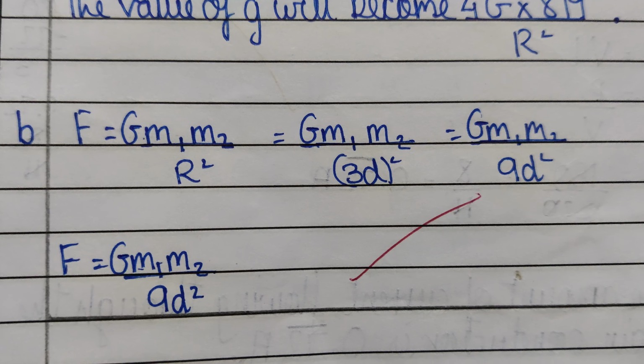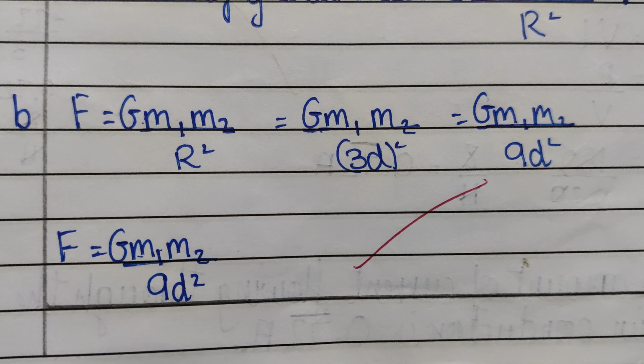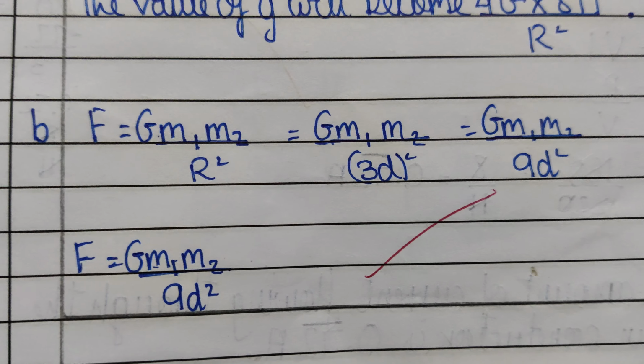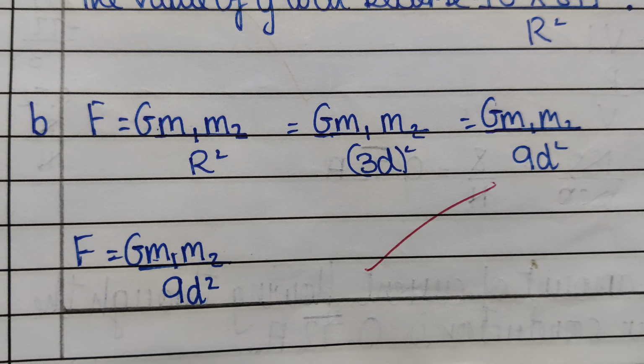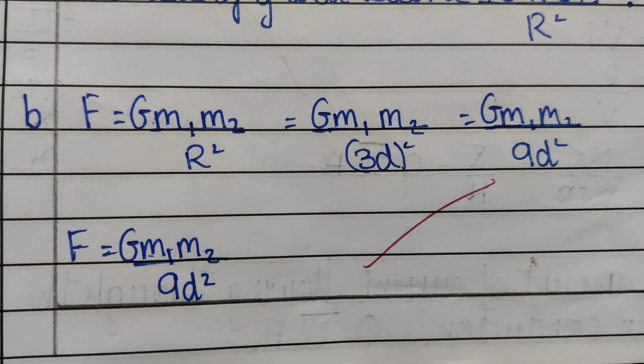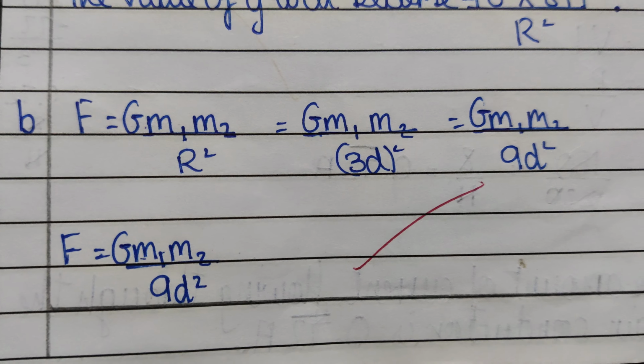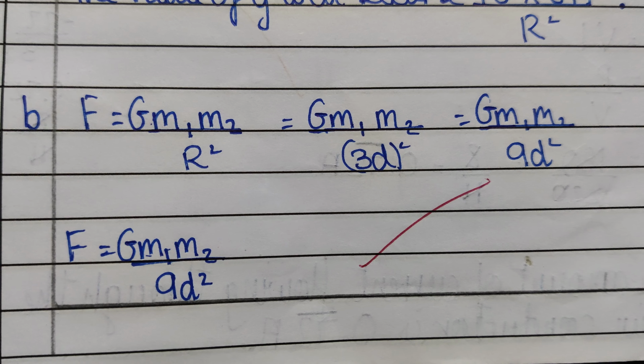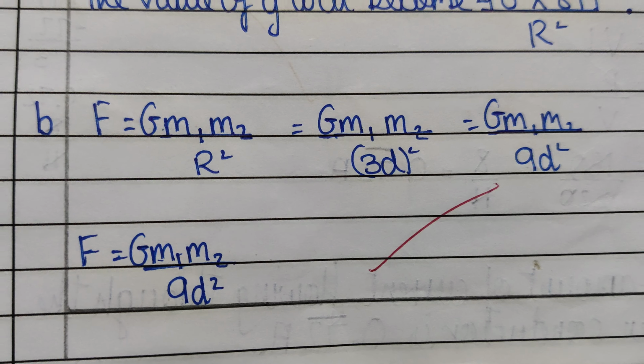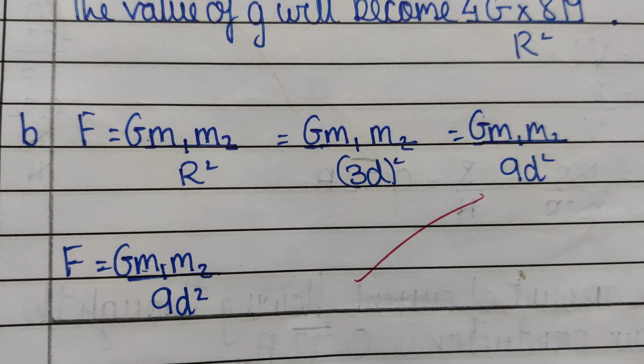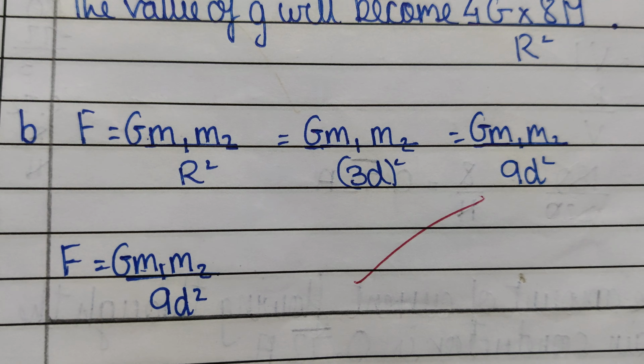F is equal to Gm1m2 upon r², which is equal to Gm1m2 upon (3d) whole square, which is equal to Gm1m2 upon 9d². So F is equal to Gm1m2 upon 9d².